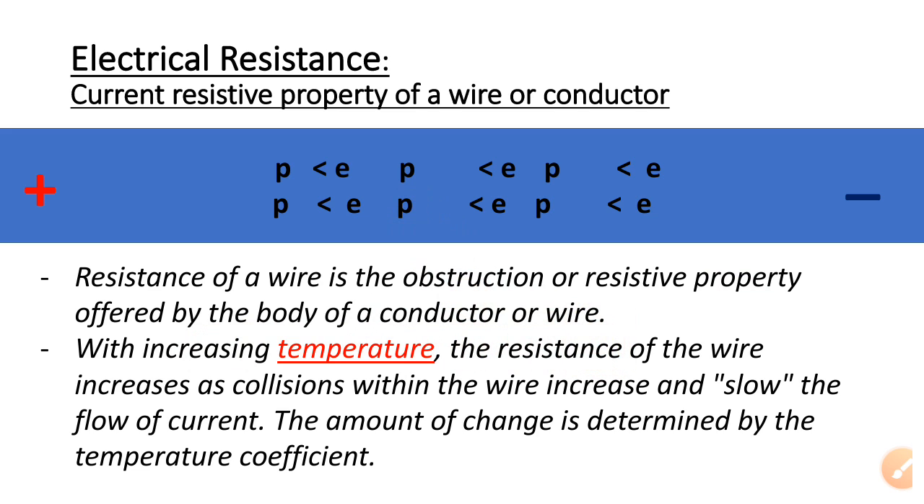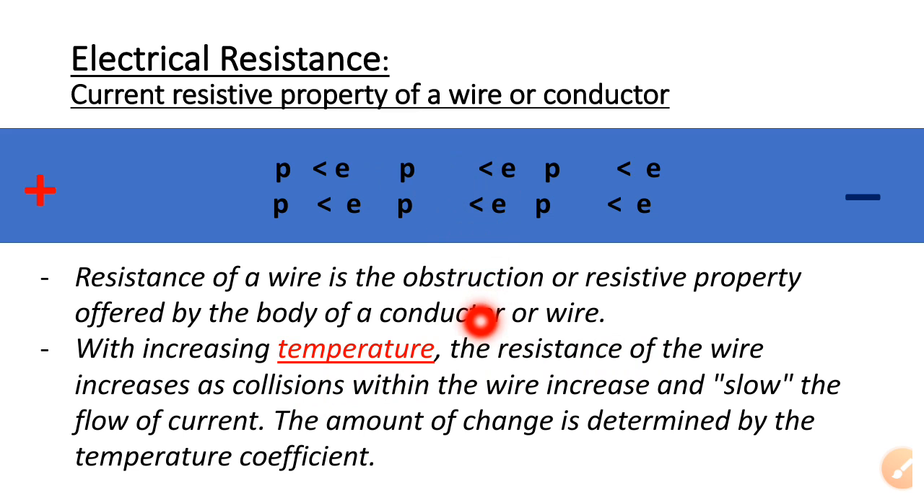Now the other physical factor, like if we consider the temperature of this wire, of this conductor, then the temperature will affect the flow of electron. How does it affect? See, with increasing temperature, the resistance of the wire increases. Why does the resistance increase? That means the resistive property of the wire increases when the temperature increases.